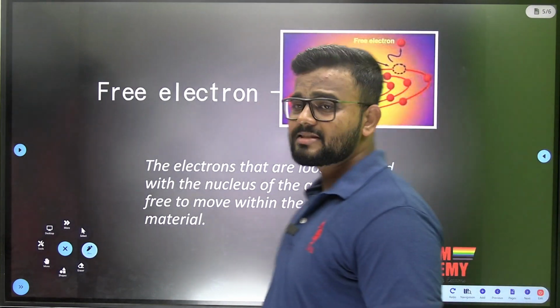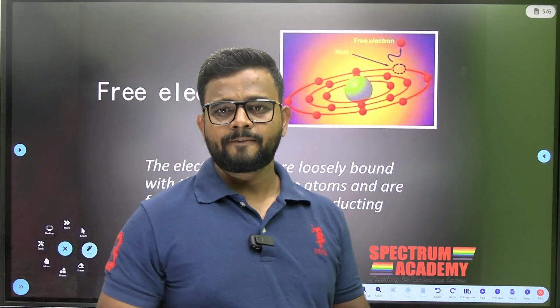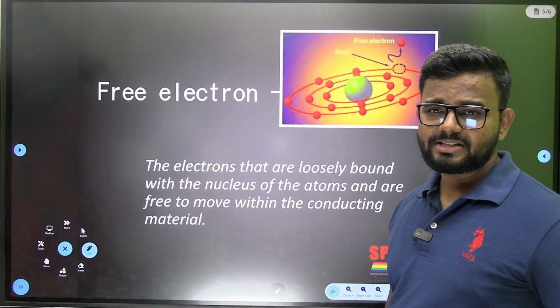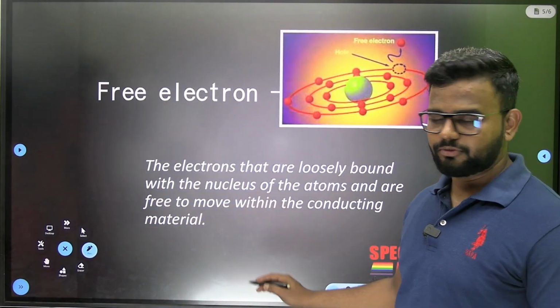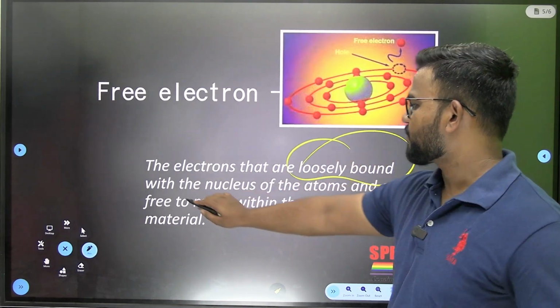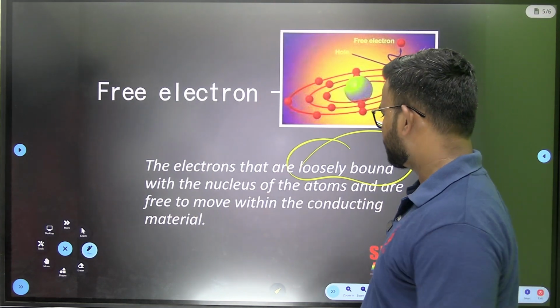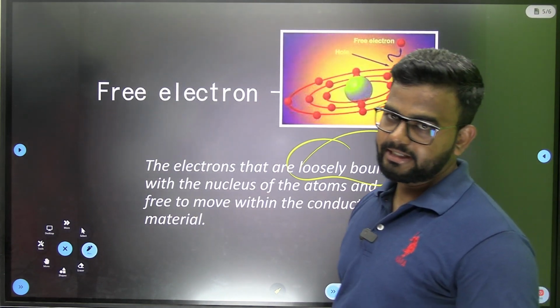So here's, I guess, the last slide, the last point of this session. It's a free electron. What is a free electron? Let me read the definition first. The electrons that are loosely bound with the nucleus of the atoms and are free to move within the conducting material.